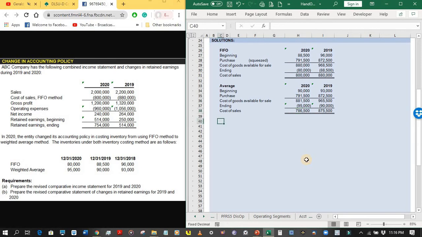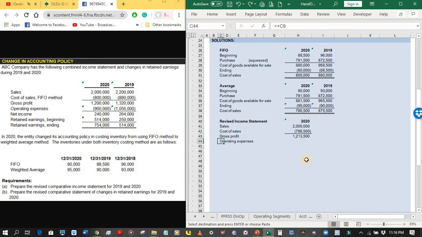So after we have recomputed the cost of sales, let us prepare the revised income statement for both 2020 and 2019. So let's start with the sales in 2020. So that is 2 million. Then the cost of sales, of course, computed under weighted average method is 786,500. Then the revised gross profit in 2020 is 1,213,500.